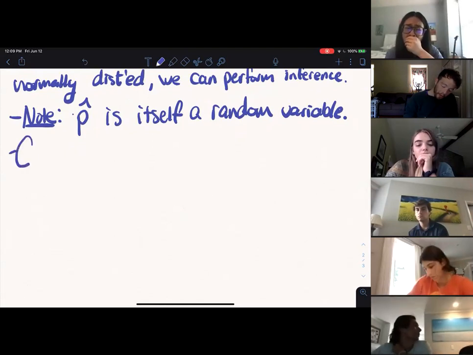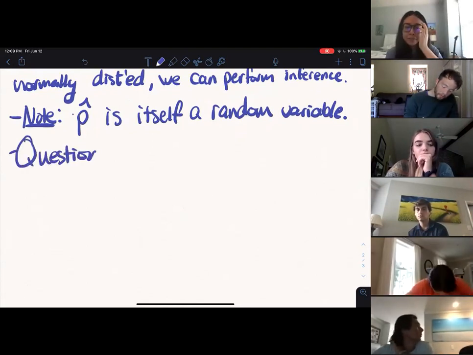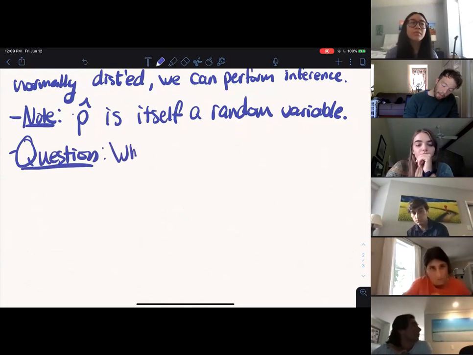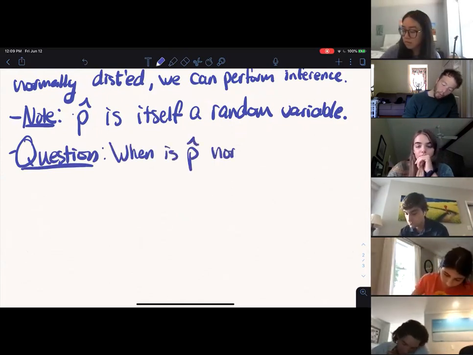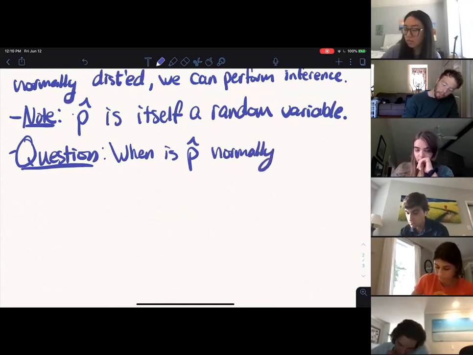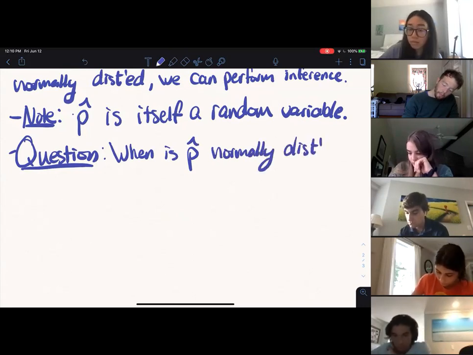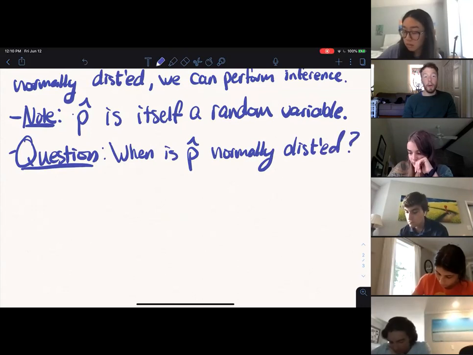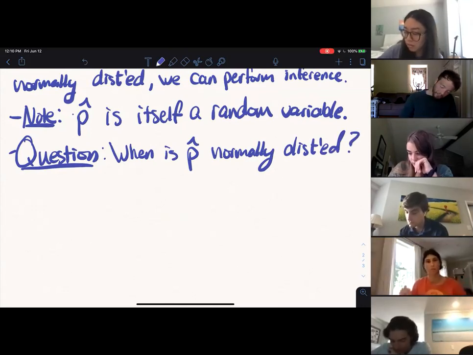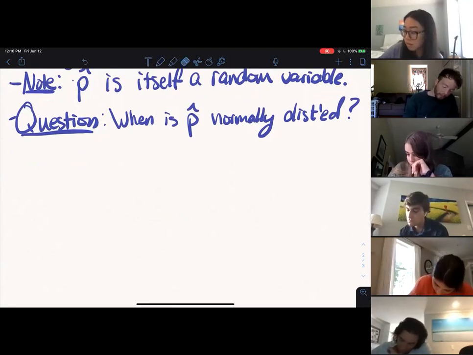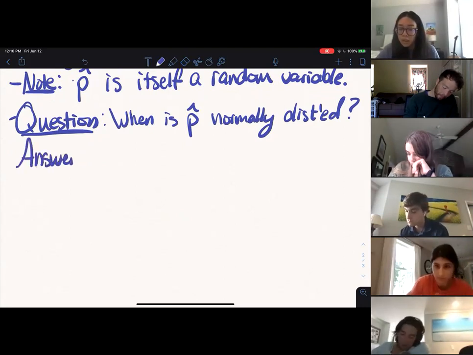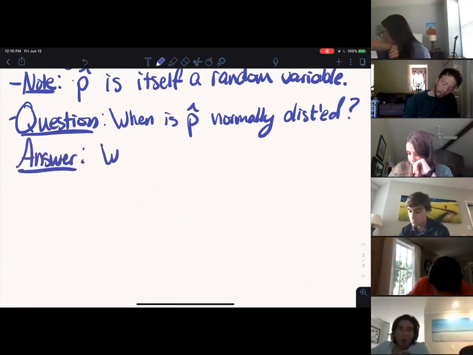So the natural question is, when is the sample proportion normally distributed? Right? We needed this for x bar. We're also going to need it for this p hat idea. So under what conditions do we have that p hat is normally distributed? And the answer is when the following conditions are met.